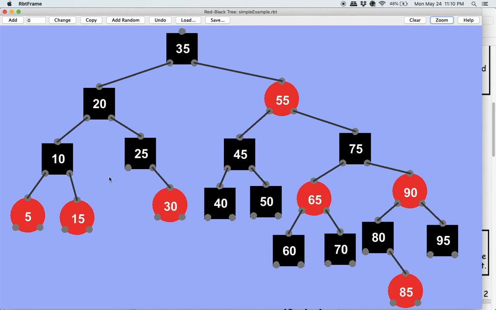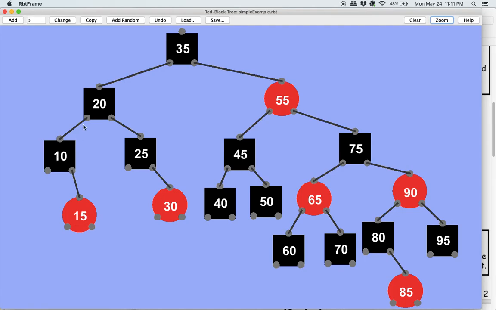Okay, well now we delete the 5. Well, it's red, so we would officially delete it by searching from the 35, finding the 5 down here, and by comparing and getting down here, but it's a red leaf, so we just delete it, and we're done. Now we want to delete the 10.